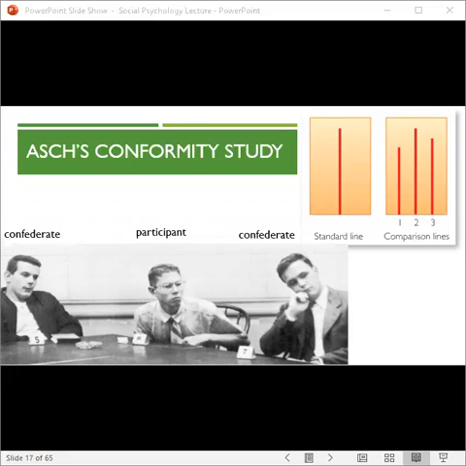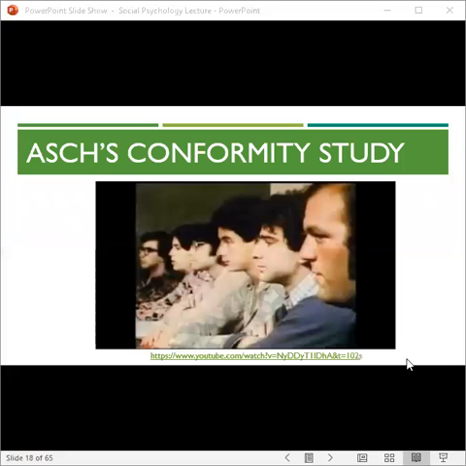The whole group is shown the image that you see on the top of your slide. They are shown the standard line first, and then the three comparison lines, and they're asked to identify which of the comparison lines is the same height as the standard line. What's the answer? It's pretty clear that it's line number 2, right? We can see that pretty easily. Shouldn't be a problem. Everyone in the room should say number 2. But what happens if everyone else in the room says the answer was line 3? Would you go along with them, or would you hold out and say, no, I know it's number 2, you're ridiculous? Let's take a look at what happened in the study.